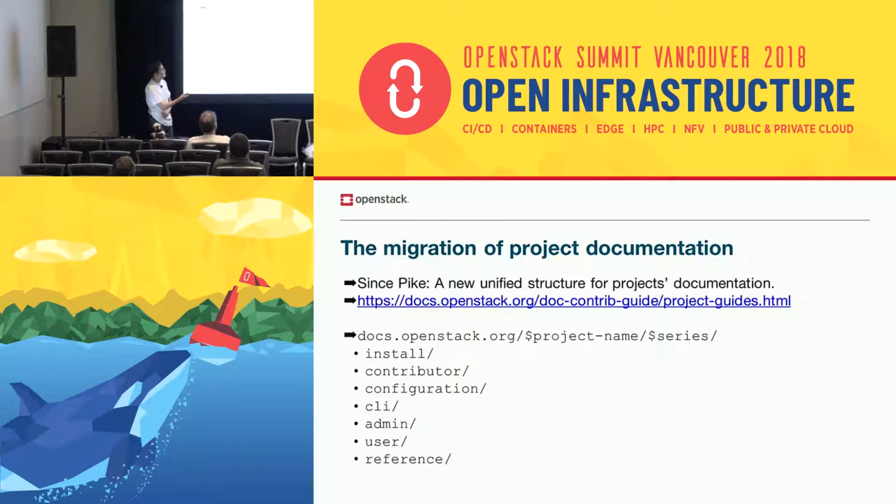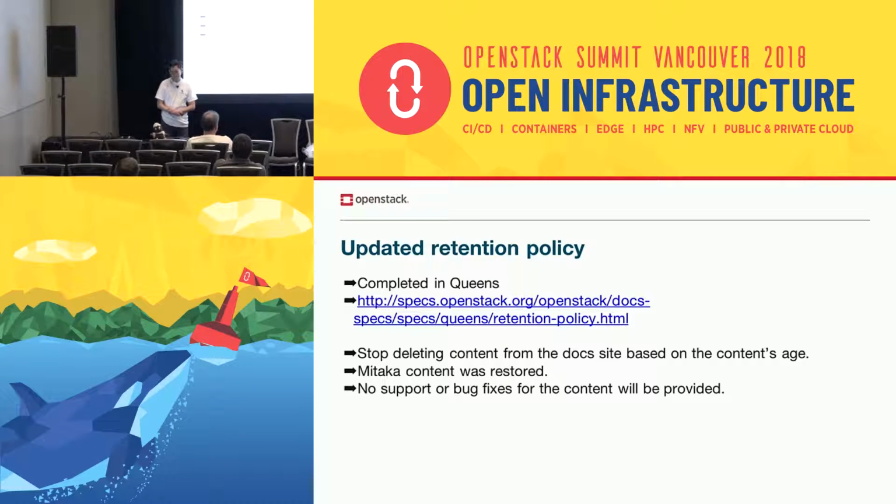All the documents from project teams can be published from docs.openstack.org. And then the last part is series. Series means the release cycle, for example, Rocky, Queens, and so on. Or there is a special flag, latest, for seeing the latest document. And under this structure, there are some folders such as install, contributor, configuration, CLI, admin, user, and reference. And also, the documentation team updated the retention policy in the last Queens cycle, and it was completed very well.